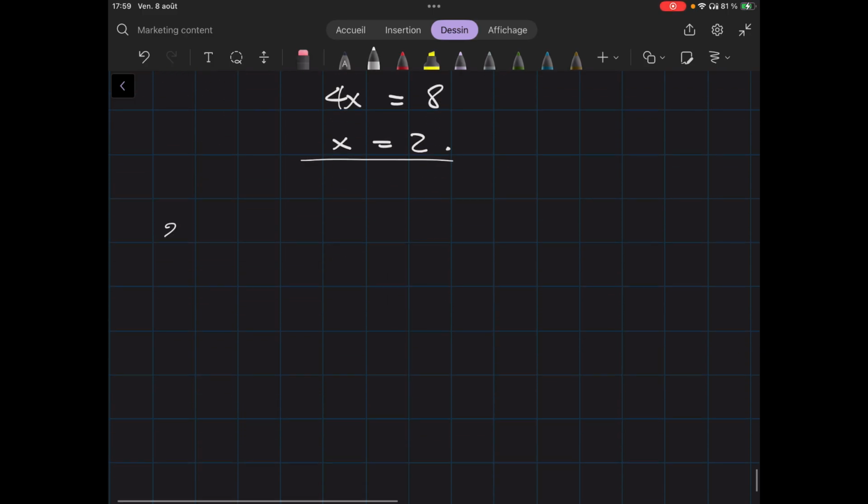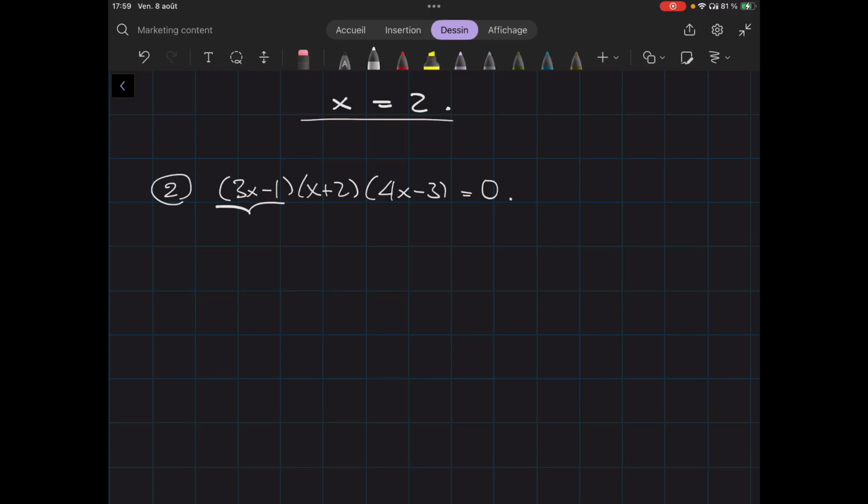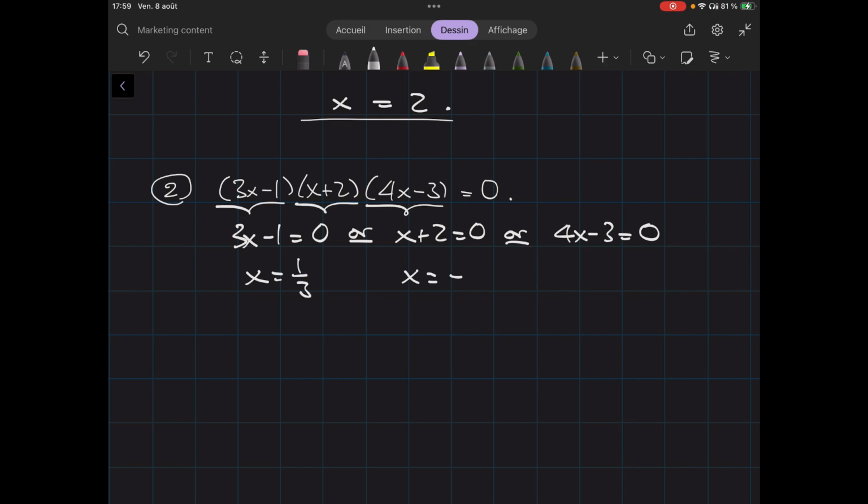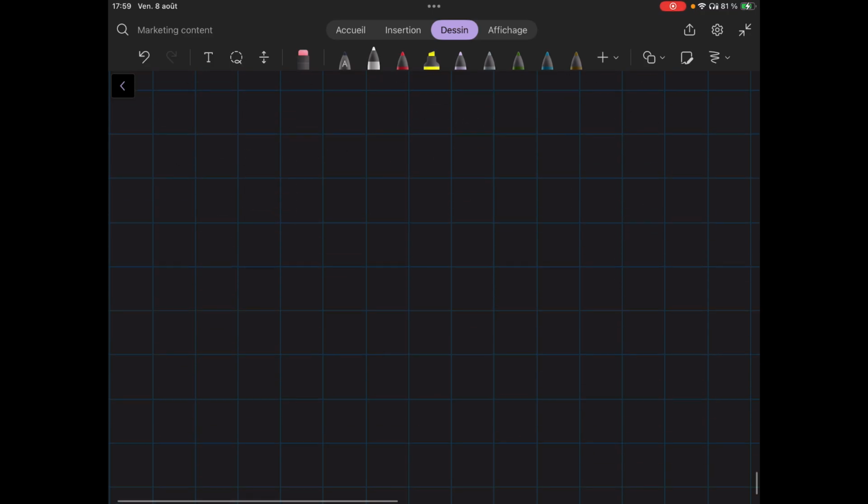Question 2. 3x minus 1 times x plus 2 times 4x minus 3 is equal to 0. The product of the factors is equal to 0 if one of the factors is equal to 0. For this to be true, 3x minus 1 is equal to 0, or x plus 2 is equal to 0, or 4x minus 3 is equal to 0. So x is a third, or x is negative 2, or x is 3/4. Done.